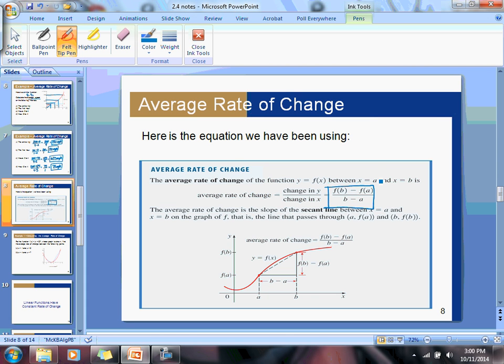And what you want are the values that you substitute into the function and then get out of the function. So f of b is what you get out after you've put b into the function. F of a is what you get out after you've put a into your function. So you're taking the values of the function and then you're dividing them by b minus a, the actual input values that you put in. So it's kind of like your output values over your input values.